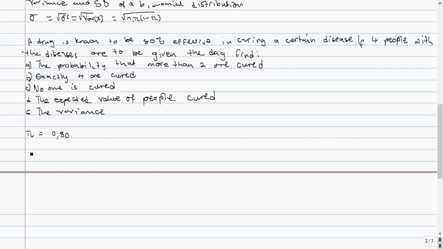We also have our N, which is equal to 4, because 4 people with the disease are to be given the drug. So the number of people in the experiment in our sample is 4. So we are only going to take 4 people. So these are very important values.